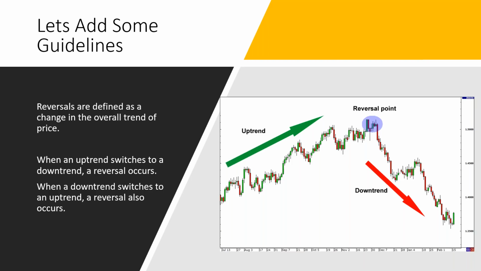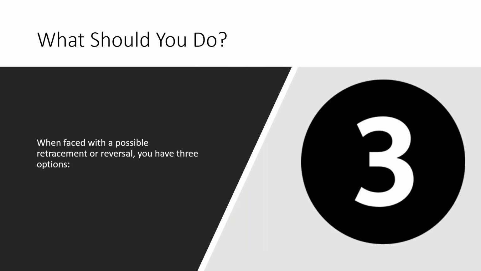So a reversal is when an uptrend switches to a downtrend. That's a reversal. When a downtrend switches to an uptrend, it's a reversal also. And that reversal point is where they switch. Now, a lot of times they go into a lot of congestion, they move sideways, they move all around before they do. But there's usually always a point where you can define a reversal.